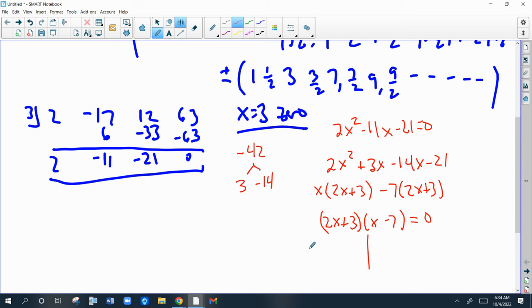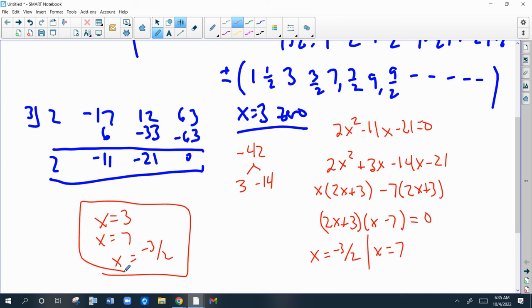So our other two zeros are x equals negative 3 halves and x equals 7. So our three zeros are x equals 3, x equals 7, and x equals negative 3 halves. So this will be easy to graph as well, as you already know.